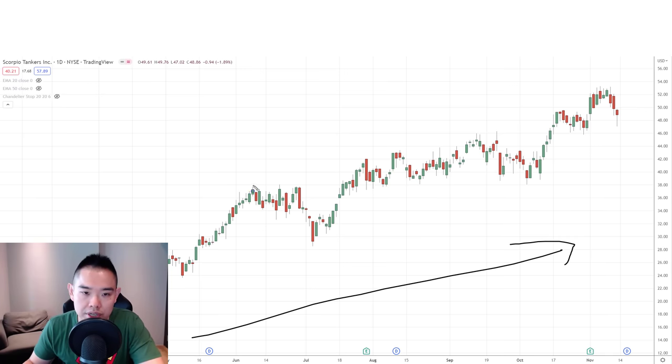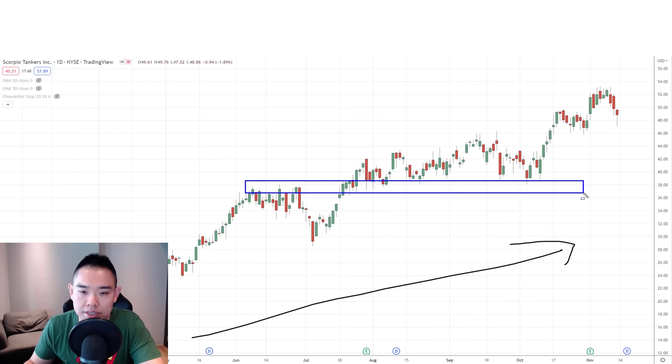So for example, this is an area of support. Why is this an area of support? Because if you look at this chart, previously this was resistance. Price broke above resistance, then it came back and retested as support. Went up higher, retested support. Went up higher, retested support, and then it broke out higher. So again, this is an area of support.